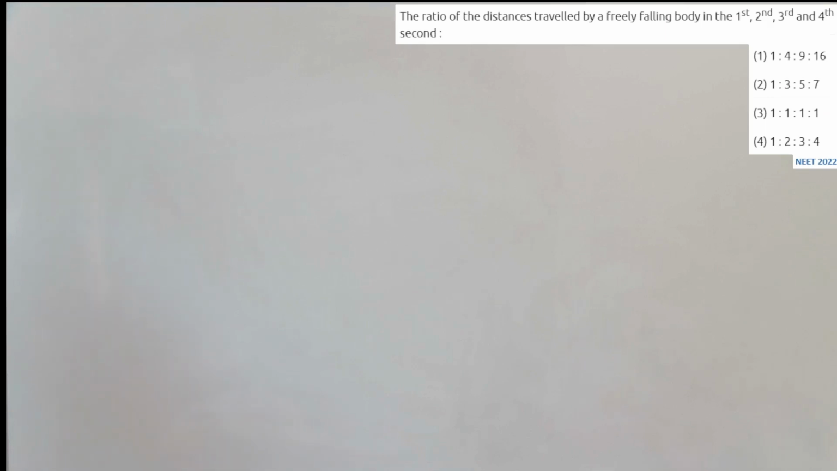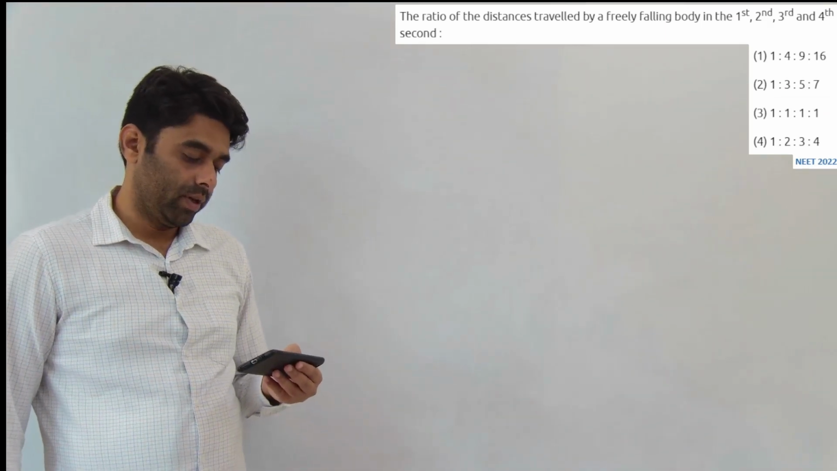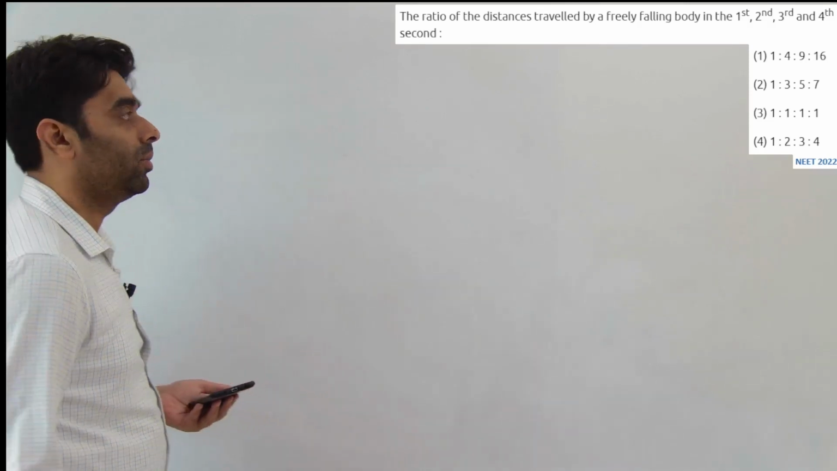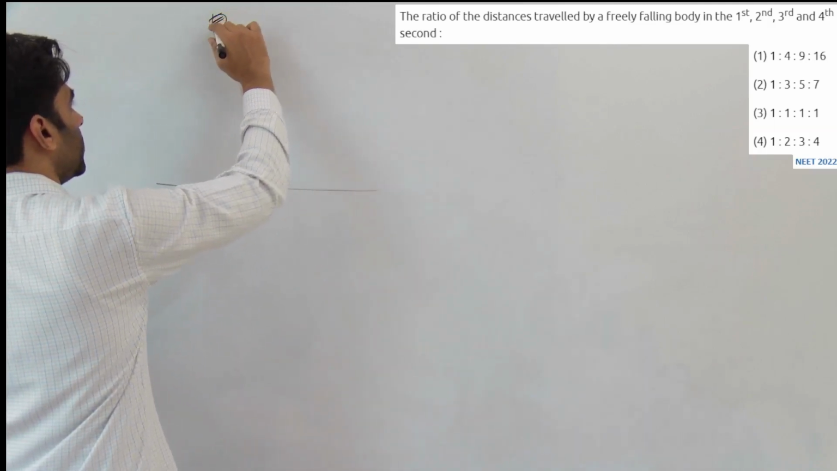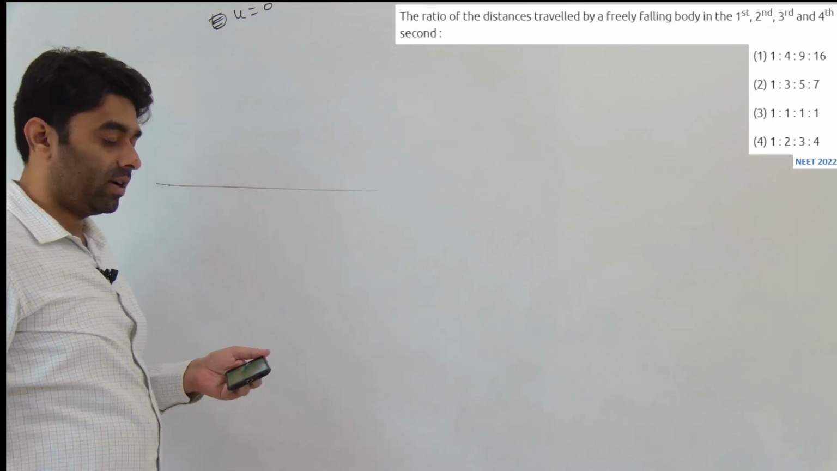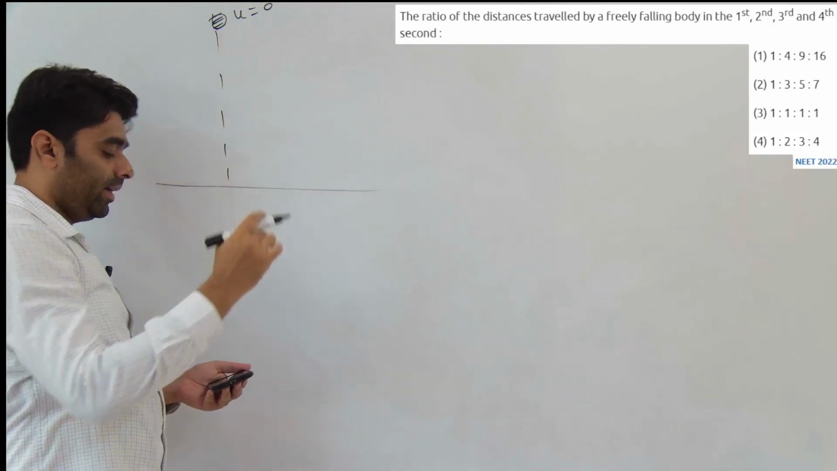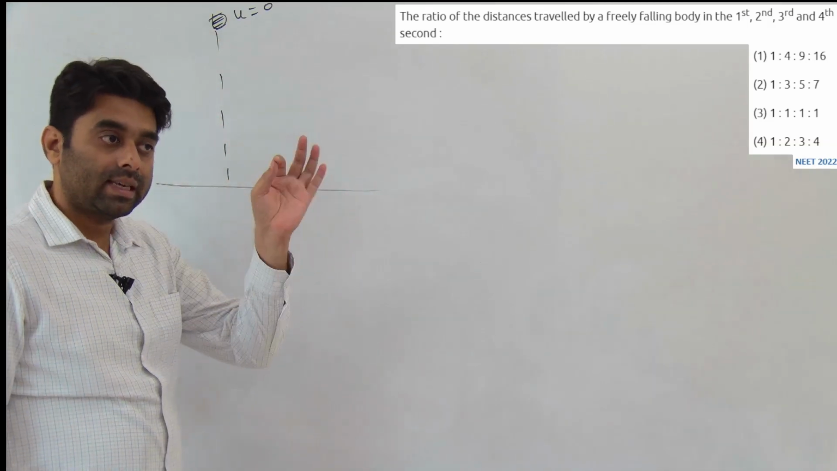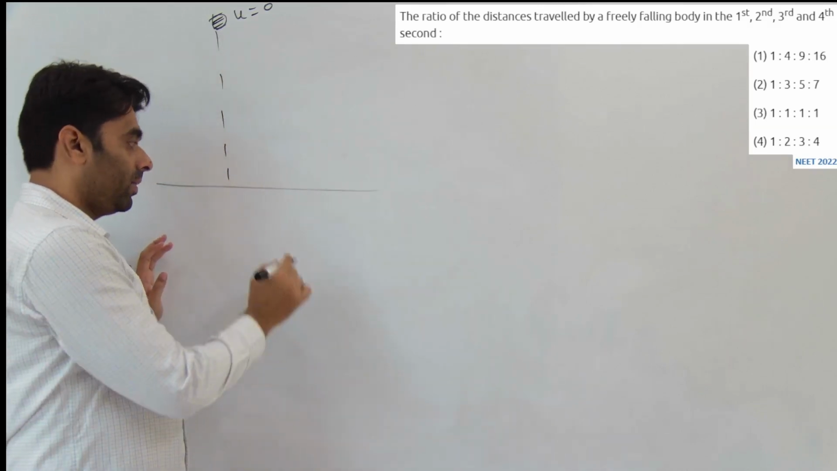Yeah. So our next question, NEET 2020 question, it is the ratio of distance traveled by a freely falling body. Freely falling body means what? Freely falling body is the one which has initial velocity 0. Freely falling body, the ratio of distance traveled by freely falling body in first second, in second second, in third second and in fourth second. Now they are asking in that specific second only. So initial is 0.